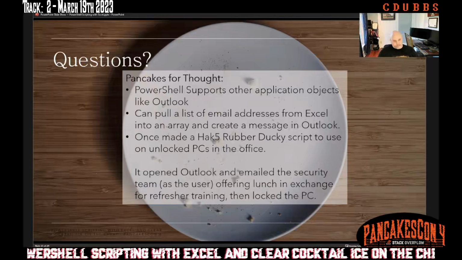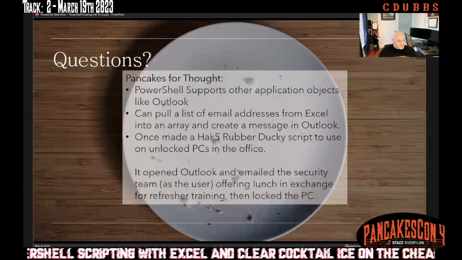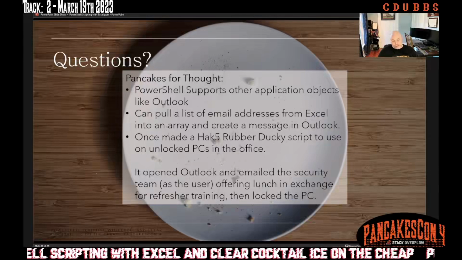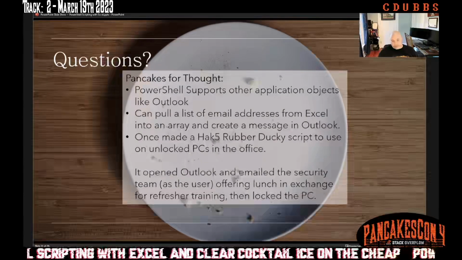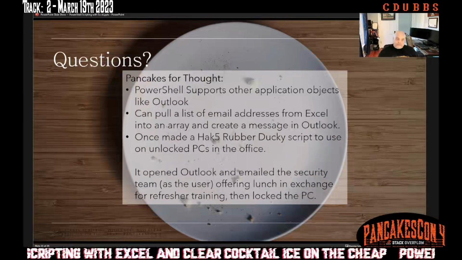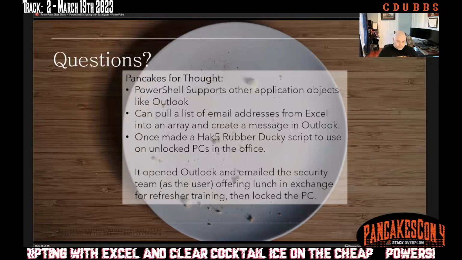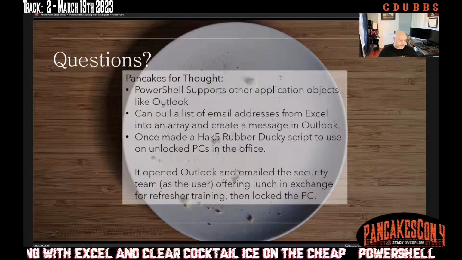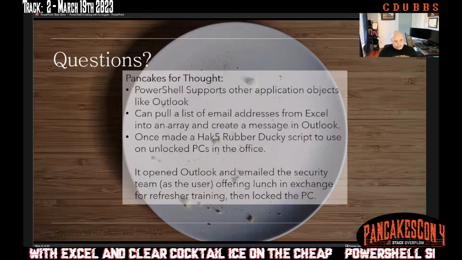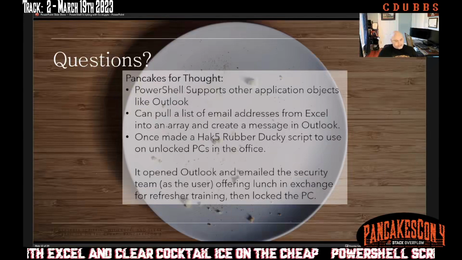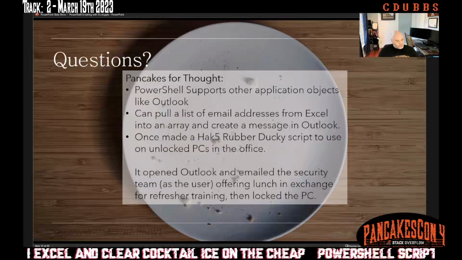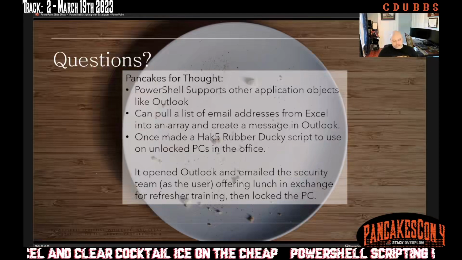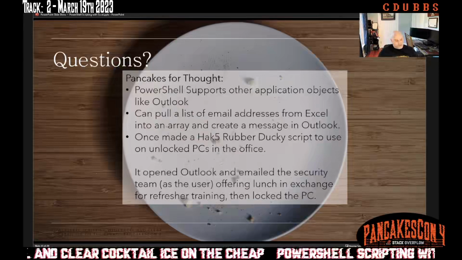I did mention it supports things like Outlook and other Office tools. You can pull a list of email addresses from Excel into an array, create a message in Outlook. So I once did a script on a Hak5 rubber ducky to interact with Office objects around the office. So if somebody left their machine unattended and unlocked, and I had a good working relationship with them, that's the important part, I'd stick it into their machine and it would open Outlook and send an email to the security team offering to buy lunch in exchange for some refresher training.